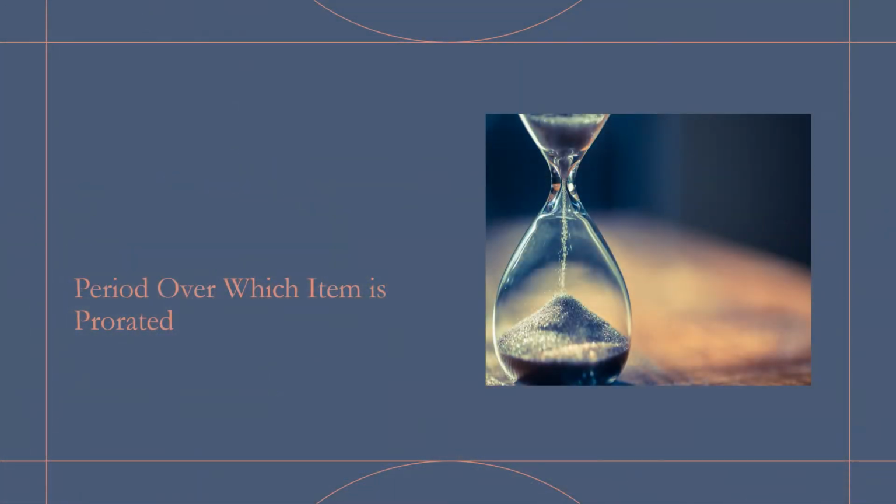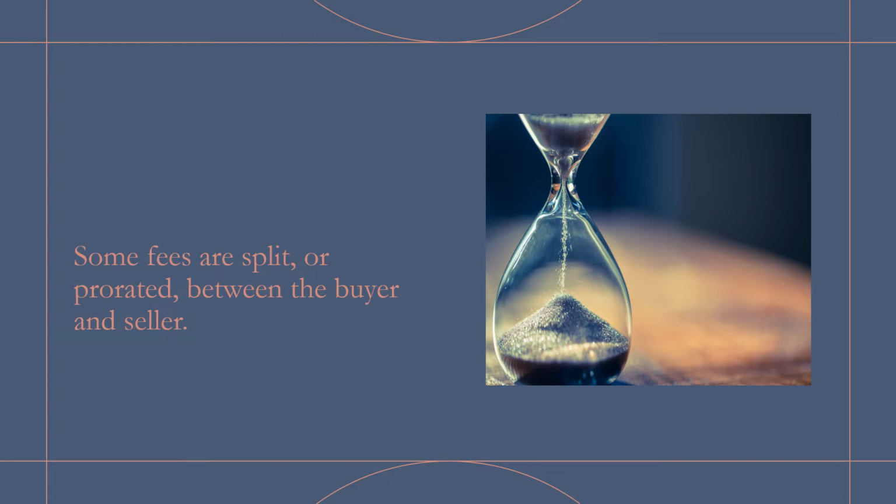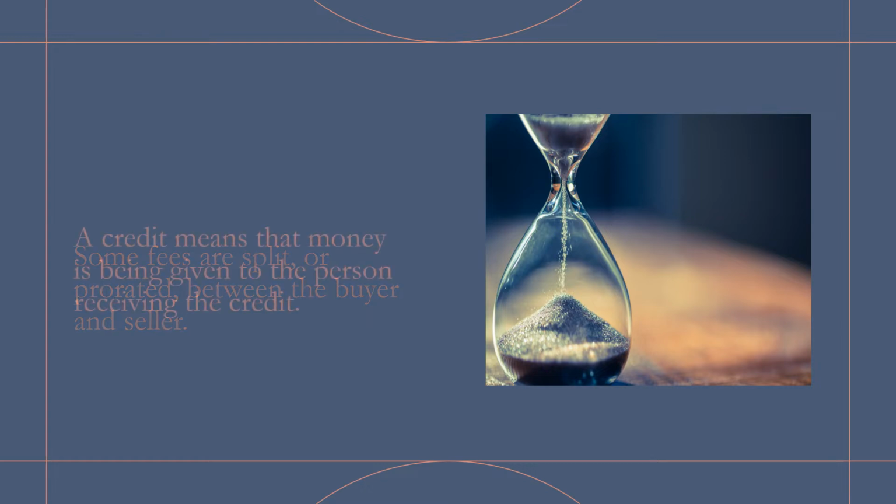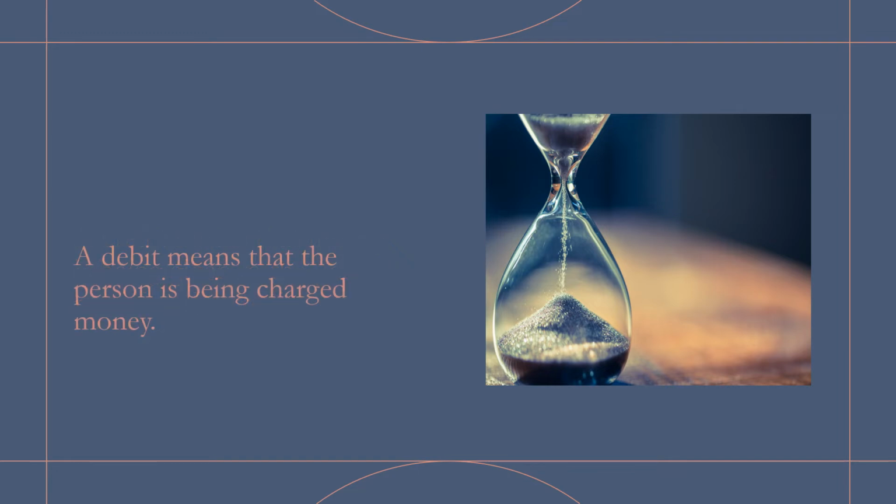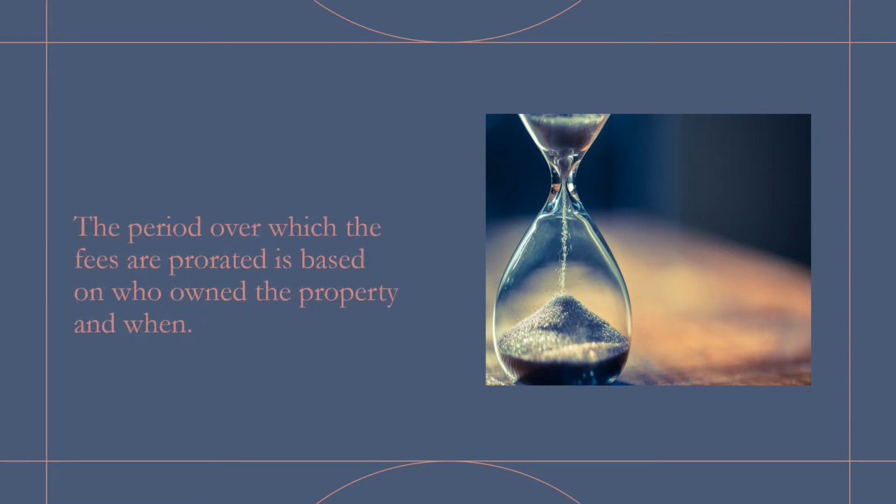Period over which item is prorated. Some fees are split or prorated between the buyer and seller. A credit means that money is being given to the person receiving the credit. A debit means that the person is being charged money. The period over which the fees are prorated is based on who owned the property and when.